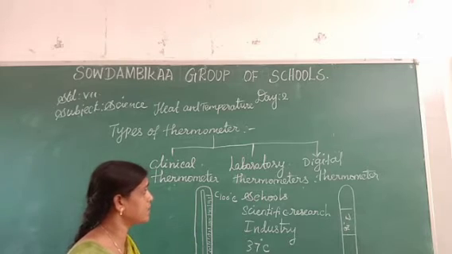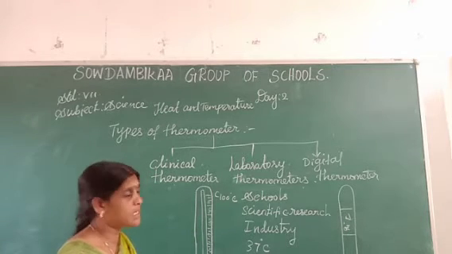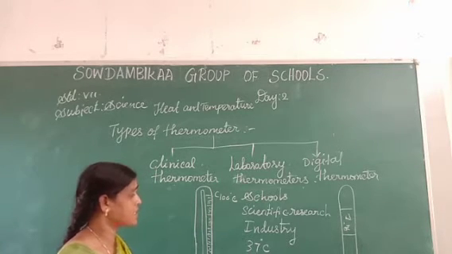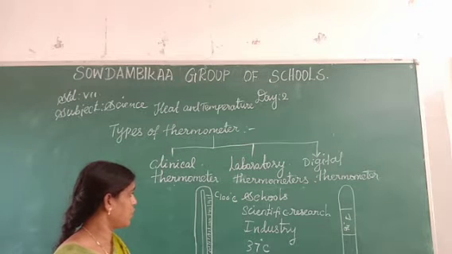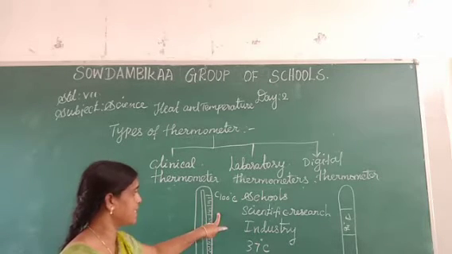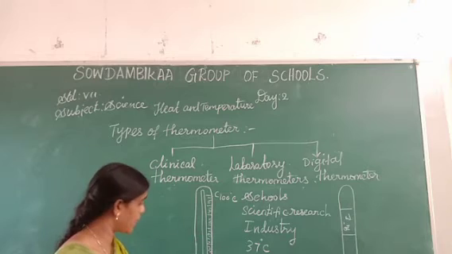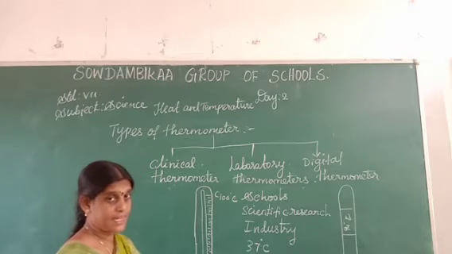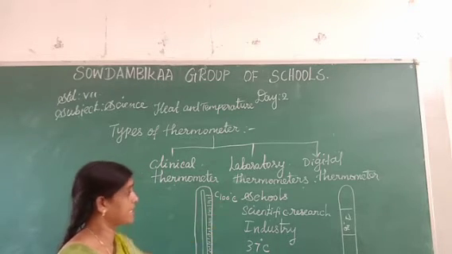Next one is the laboratory thermometer. Laboratory thermometers are used in schools, scientific research and industries. In the laboratory, only one scale, the Celsius scale, is there. There is no kink. The lower limit is minus 10 degrees Celsius. The upper limit is 100 degrees Celsius.